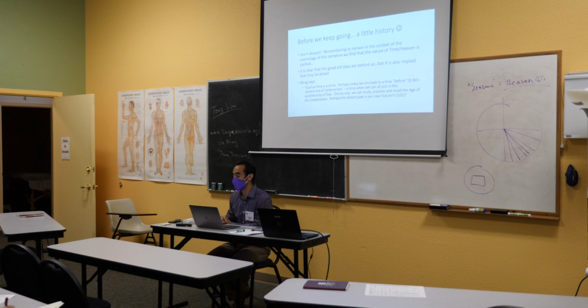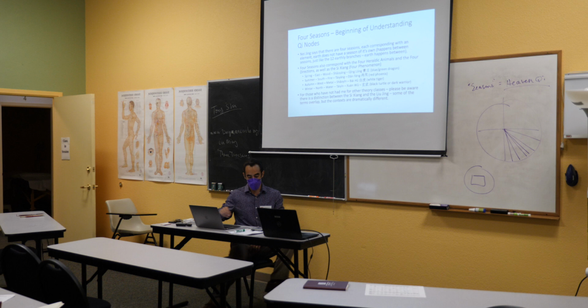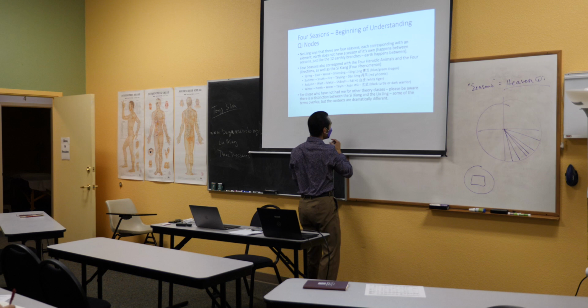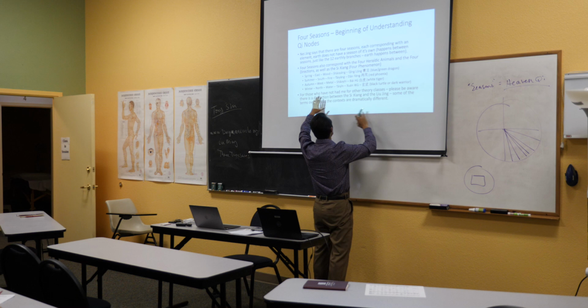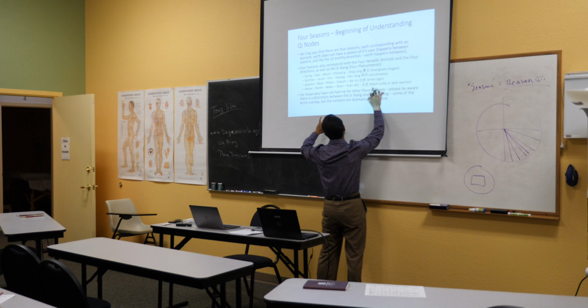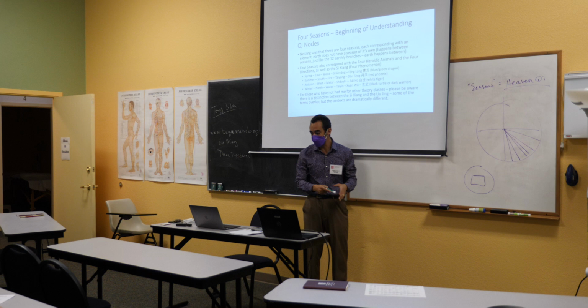Okay. Four seasons, right? So here's what I want you to focus on. Spring, summer, autumn, and winter. Now the four seasons also correspond with symbols, right? And so maybe you've heard in Chinese there's the green dragon or the red phoenix or the white tiger or the black turtle. These are just heraldic symbols to evoke correspondences with the four seasons, right?